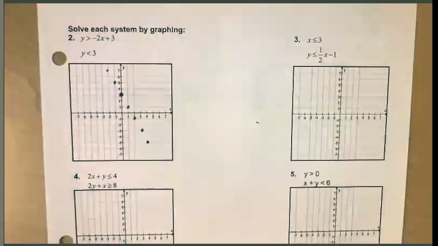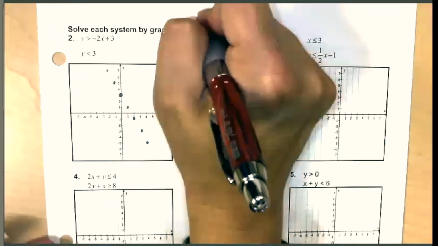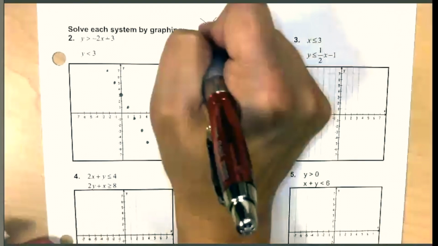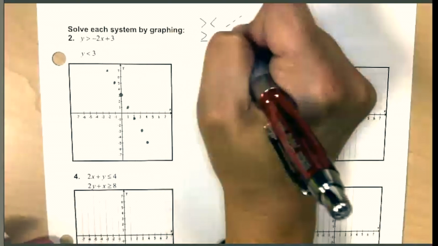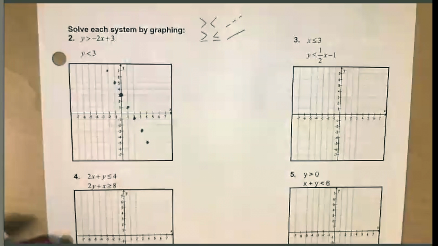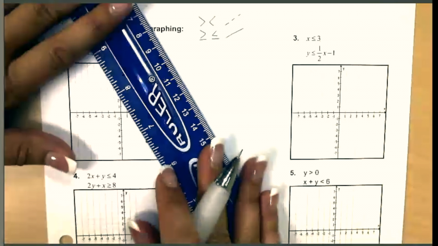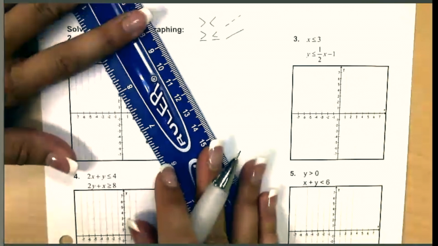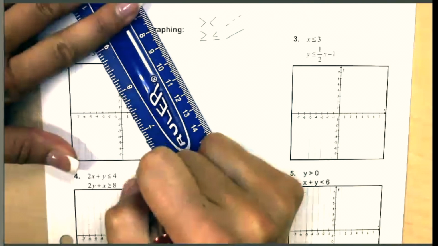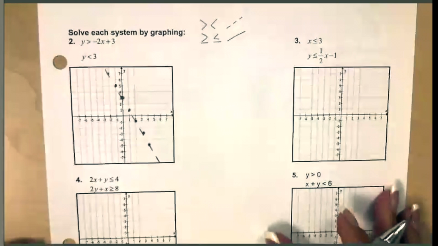The next thing you're going to have to do is look at the sign and determine whether it is a dashed line or a solid line. When you have just the greater than or less than signs, that is going to be a dashed line. When you have the equal to signs, that's going to be a solid line. So in this case, there's no equal sign, so this is going to be a dashed or dotted line. So I'm only going to connect a few points here, not all of them with a solid line. So you can tell that one is dashed there.